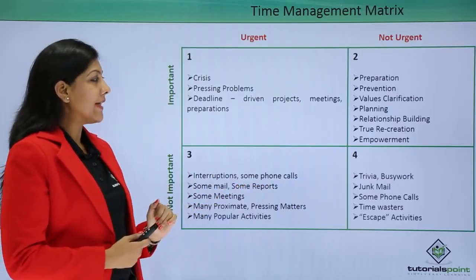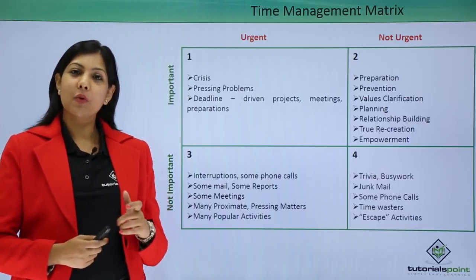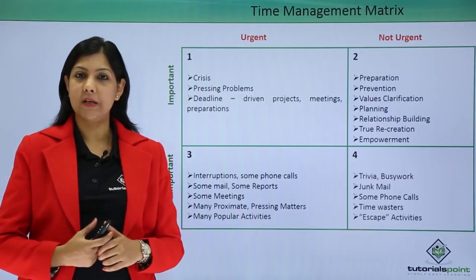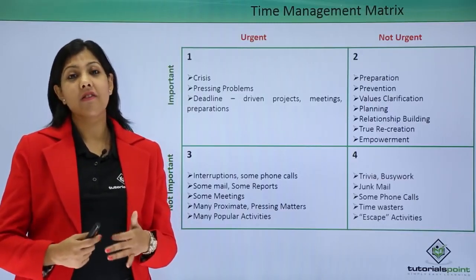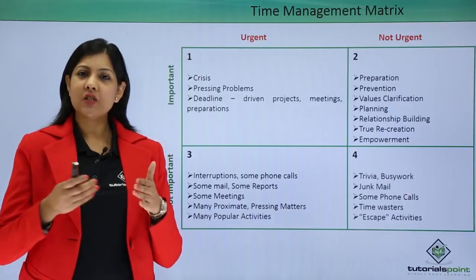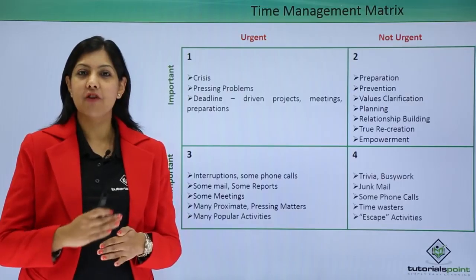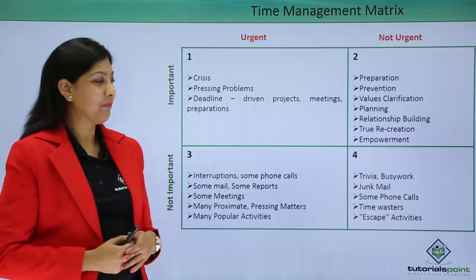Quadrant number 4 is not even urgent and not even important. One of the most important activities, I would say, in today's time is social media. We are so busy with our WhatsApp, with our Facebook, Instagram, Twitter, etc. We spend so much time in these activities that half of our day is completely filled with these, and then we don't have time for our urgent and important tasks.